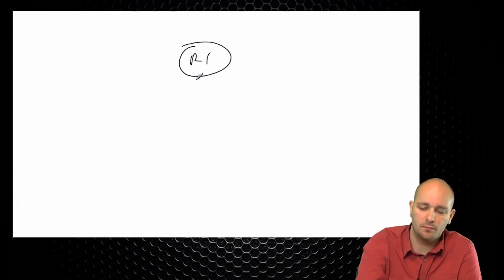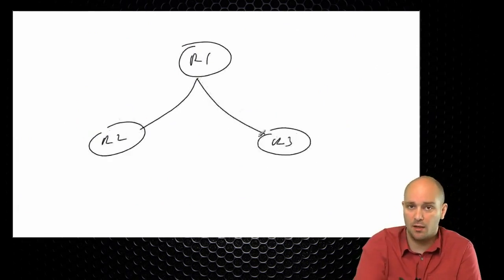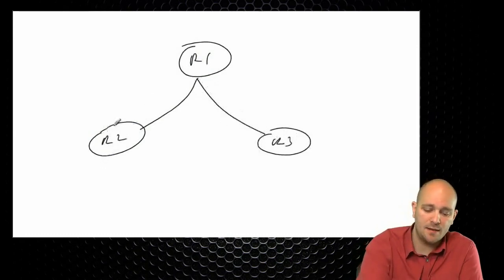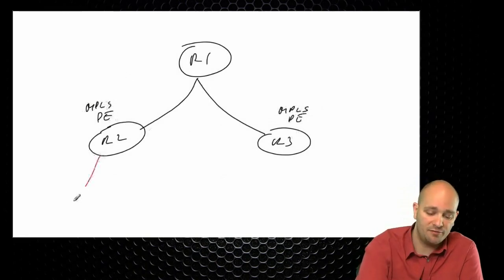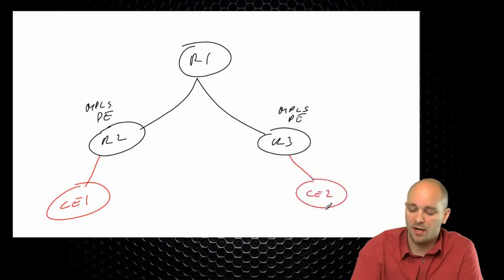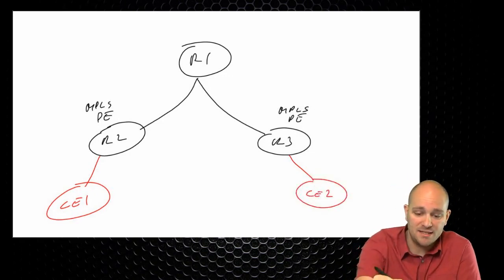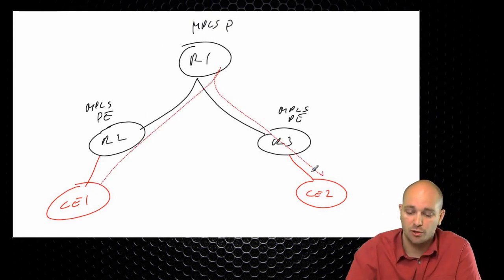So you have R1, R2, R3, again, hub and spoke. And let's say that this here is an MPLS PE device, and this is an MPLS PE device. And here, inside VRF, we have some customer edge devices. And basically, R1 here is an MPLS P device. So what we want to do is get the traffic from CE1 over our MPLS network over to CE2.